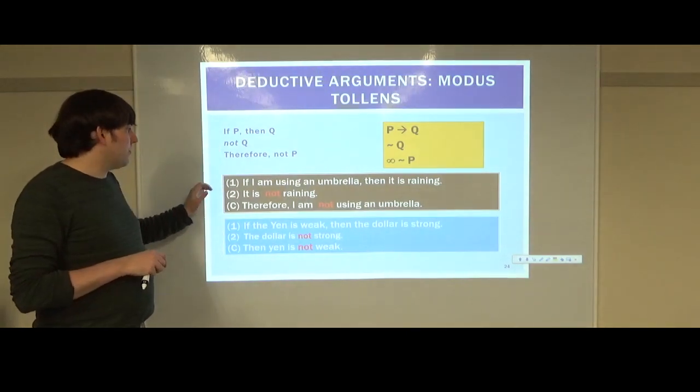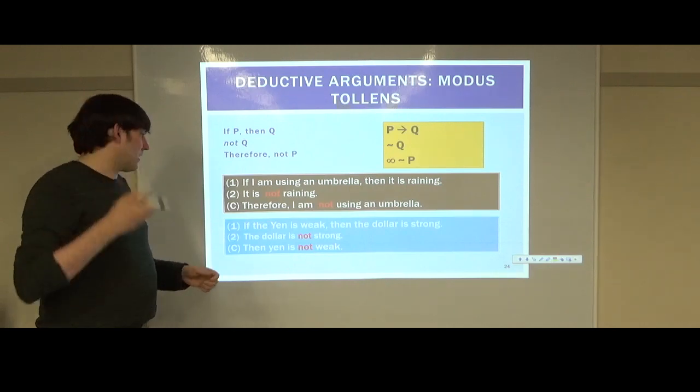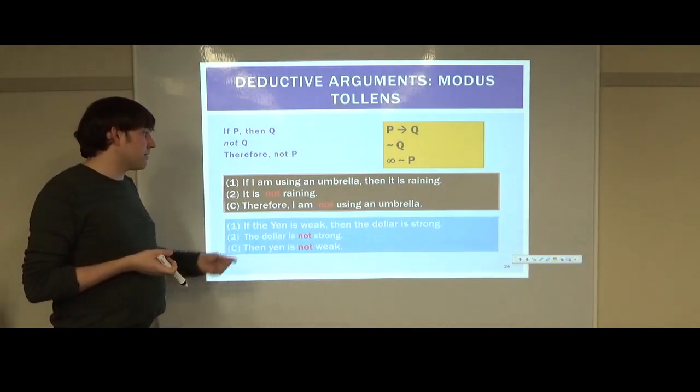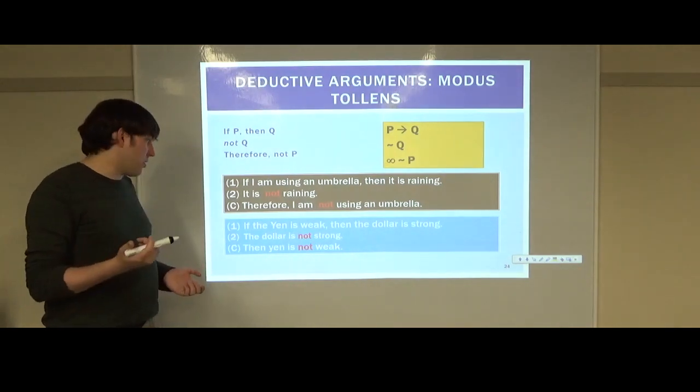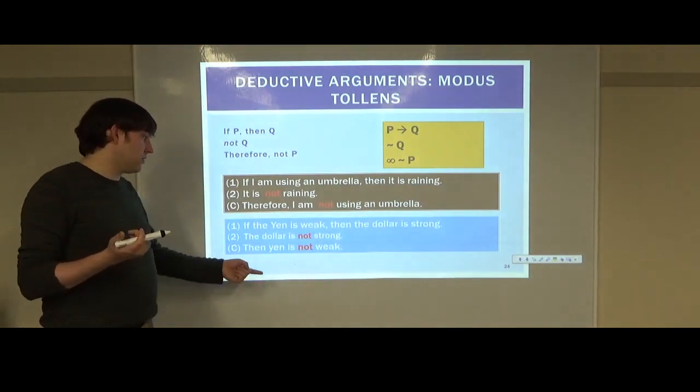So, if I am using an umbrella, then it is raining. It is not raining, therefore I'm not using an umbrella. Alternate example, if the yen is weak, the dollar is strong. The dollar is not strong, the yen is not weak.